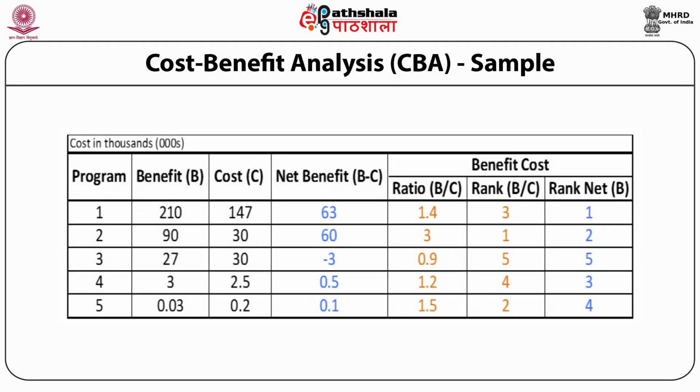This is a sample table of cost benefit analysis, where you can see we have measured these benefits in thousands. We have a total of 5 programs listed in the first column, that is 1, 2, 3, 4, 5. In the second column we have benefits. What are the benefits which we have from those programs? And in the third column you can see cost, the cost involved in running those programs, and the net benefit is also given in the 4th column, and the benefit cost ratio, the rank, and the rank net have been given in the last 3 columns.